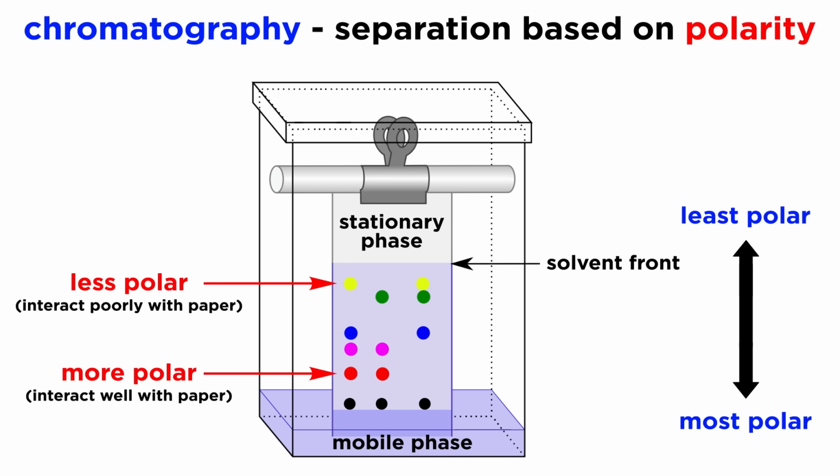So when looking at such a chromatogram, we can see the separation of a mixture into its components, with the one that traveled the least distance being the most polar compound, and with polarity decreasing going up, with the one that traveled the farthest being the least polar.